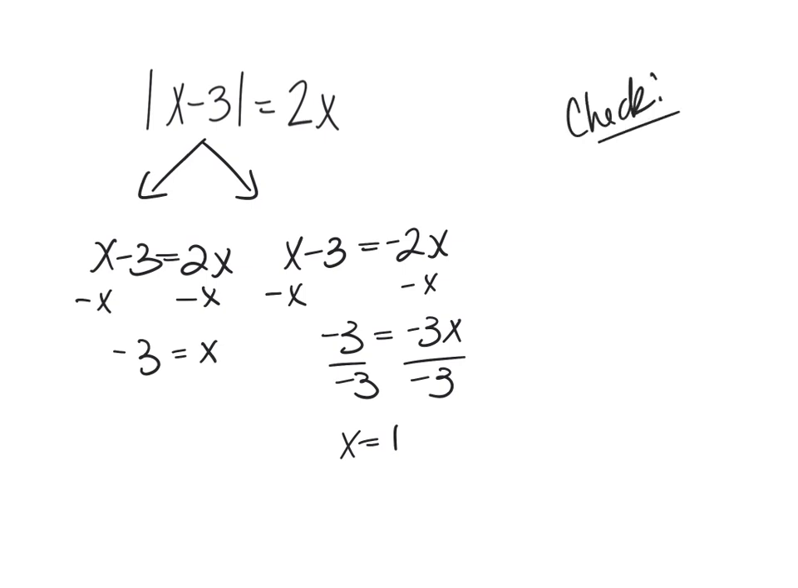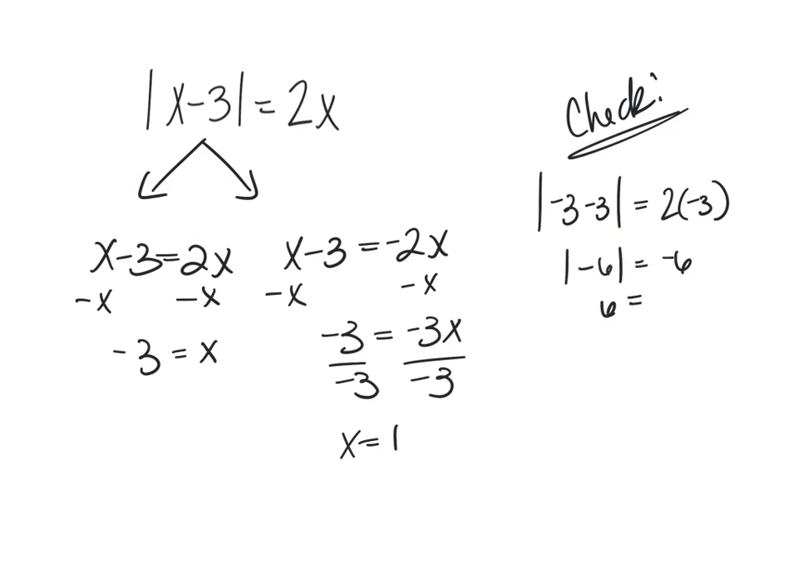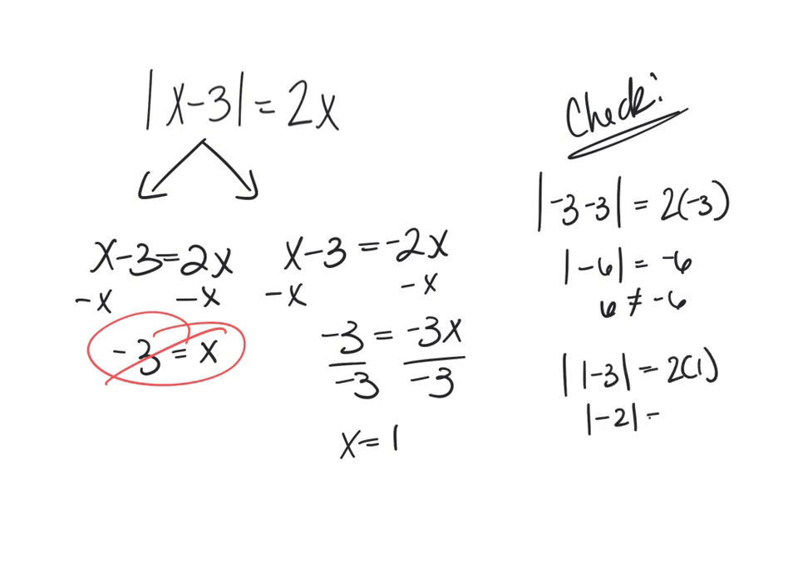I have variables on both sides, so I need to check. So the absolute value of negative 3 minus 3 is equal to 2 times negative 3. That's the absolute value of negative 6 is equal to negative 6. And 6 does not equal negative 6. So that means this one is extraneous. And then the absolute value of 1 minus 3 is equal to 2 times 1. The absolute value of negative 2 is equal to 2. And 2 equals 2 works. So my answer is x equals 1.